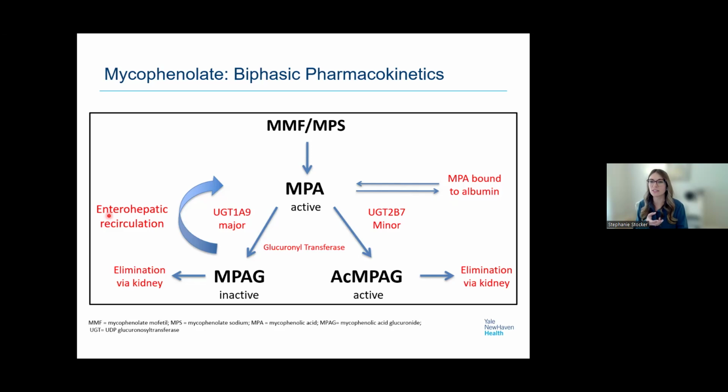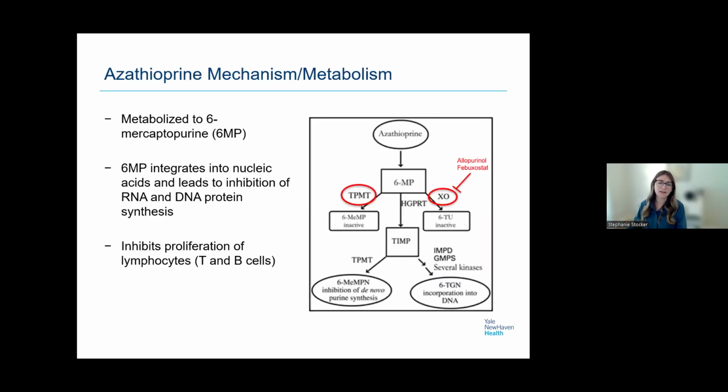So we've never been able to consistently show mycophenolate levels drawn at any time point correlate with clinical outcomes. And it likely has to do with this enterohepatic recirculation and difficulty measuring levels. So most centers can draw a mycophenolate level, and it can be a very useful tool for monitoring adherence, for example, but it's not great in terms of assessing if a patient's at higher or lower risk for rejection.